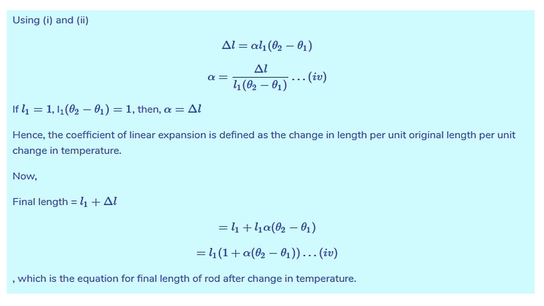Now, the final length will be L1 plus delta L. That means L1 plus L1 into alpha into θ2 minus θ1. I have put the value of delta L from this equation into the final length. Now from this equation you can take L1 common. So you will get L1 into 1 plus alpha into θ2 minus θ1, which is the equation for the final length of the rod after change in temperature.